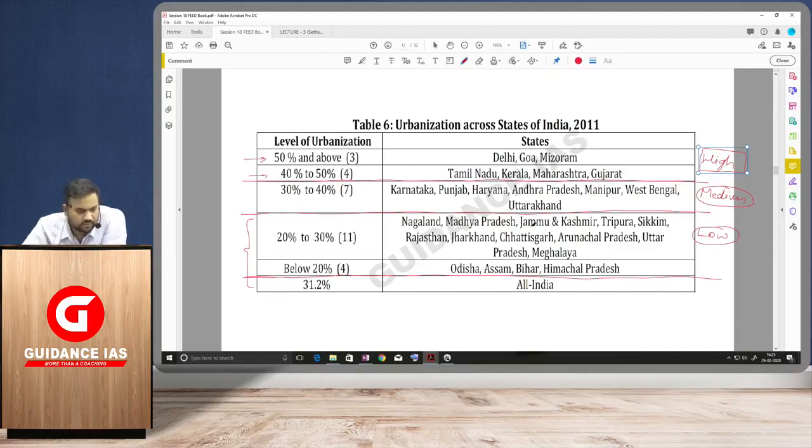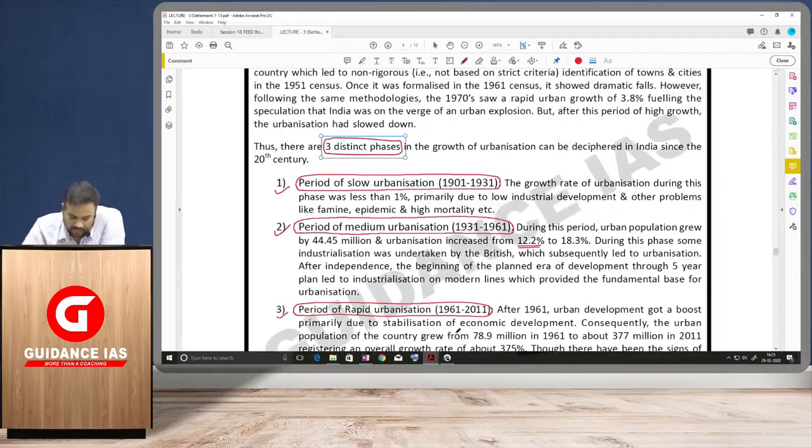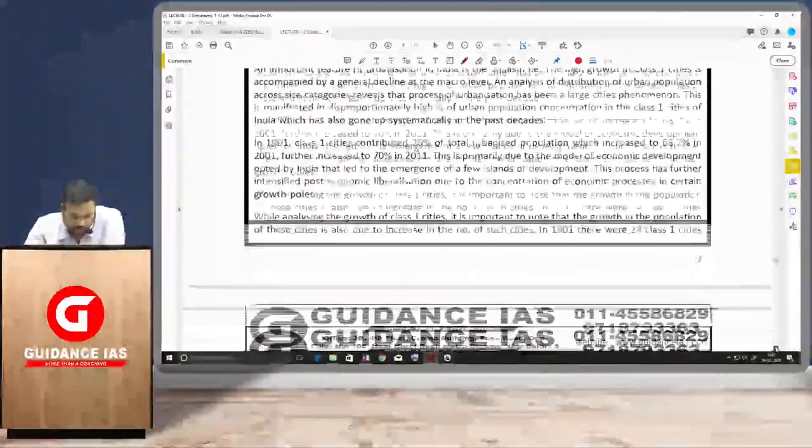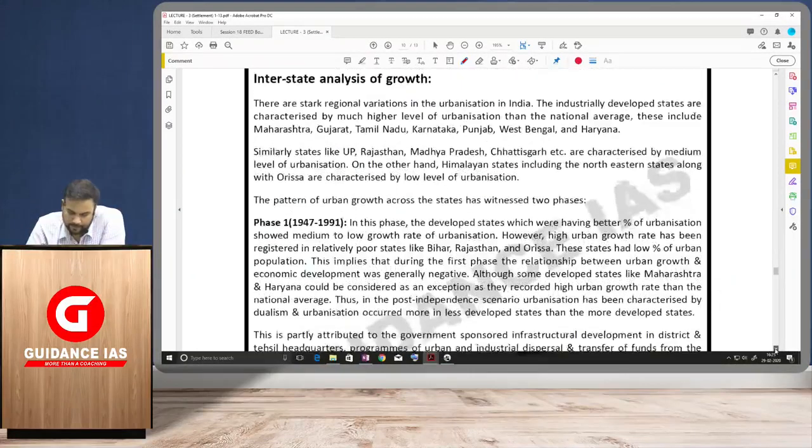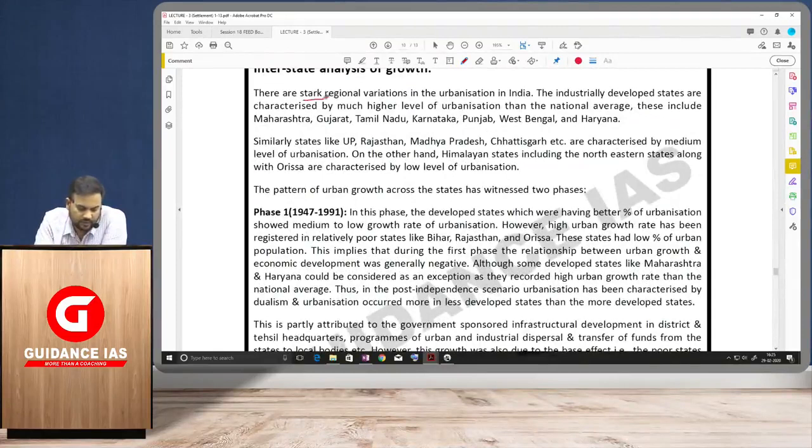Okay, so this is the case of the variance in the urbanization level. Now, if we look at the variance in the urbanization growth rate, growth pattern, in inter-state analysis there were two phases. There was stark regional variation in urbanization in India. The industrially developed states are characterized by a much higher level of urbanization than the national average. These include states like Maharashtra, Gujarat, Tamil Nadu, Karnataka, Punjab, West Bengal, Haryana. Similarly, states like Uttar Pradesh, Rajasthan, Madhya Pradesh, Chhattisgarh, etc. are characterized by a medium level of urbanization. On the other hand, the Himalayan states, including the northeastern states, along with Odisha, are characterized by a very low level of urbanization.